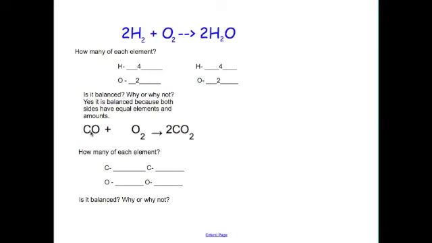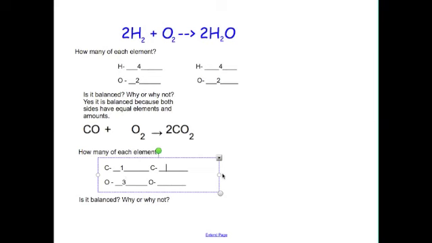Let's take a look at the next one here. We have CO plus O2 yields 2CO2. Carbon monoxide plus oxygen yields two carbon dioxide. I look here and I see I have 1 carbon and 1, 2, 3 oxygens.